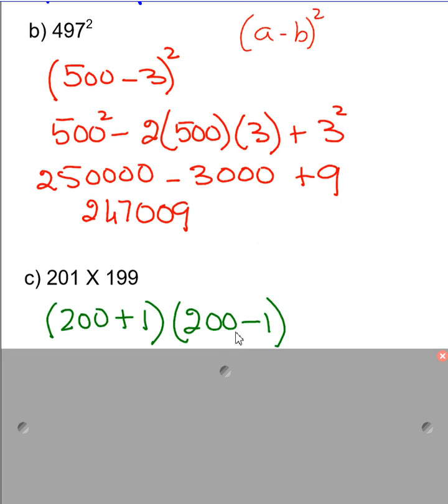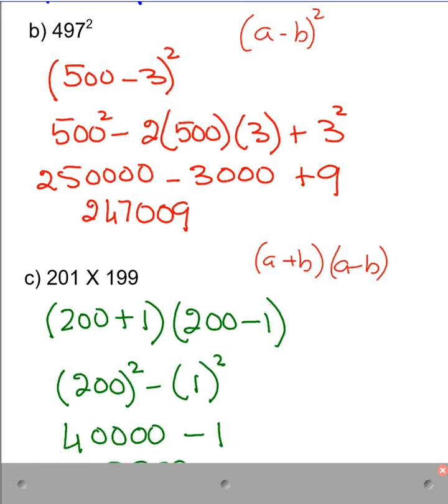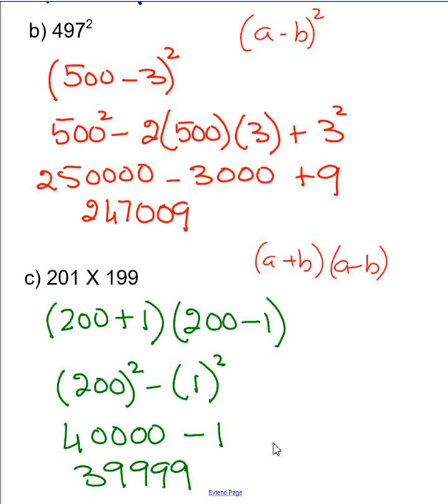Now, the moment you look at this, it reminds you of the algebraic identity which says (a plus b)(a minus b), and you know what it is equivalent to? A square minus b square. So suppose this is my a, this is my b. So a square minus b square. So after that, it is very simple. You can calculate it now without a calculator, right?